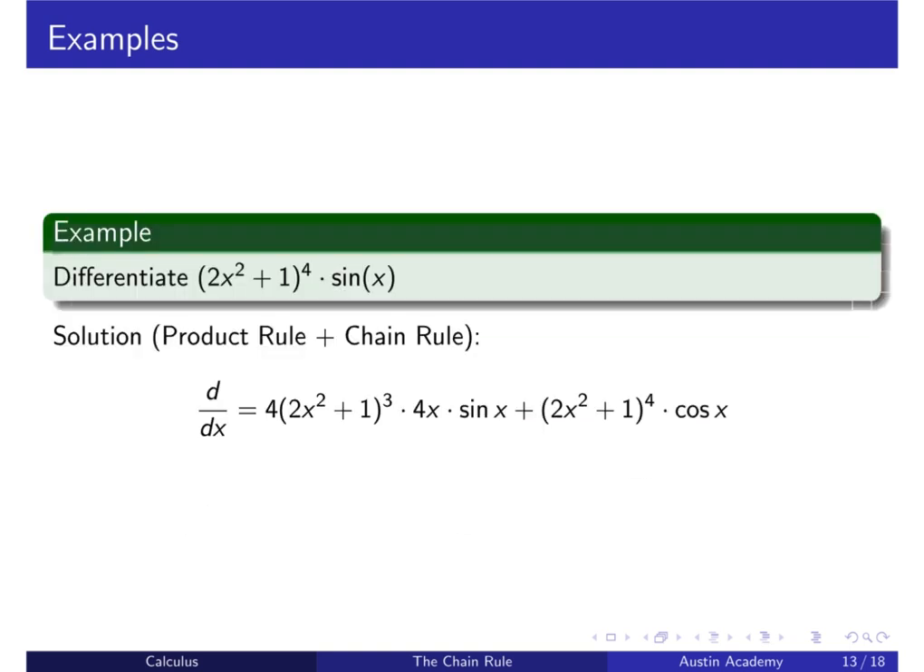Example 9. Differentiate, 2x squared plus 1 raised to the fourth times sine x. Use the product rule. First, differentiate the power. 4 times 2x squared plus 1 cubed, times 4x, times sine x. Then, leave the first term and differentiate sine x. That gives 2x squared plus 1 to the fourth, times cosine x. Final answer is the sum of both terms.